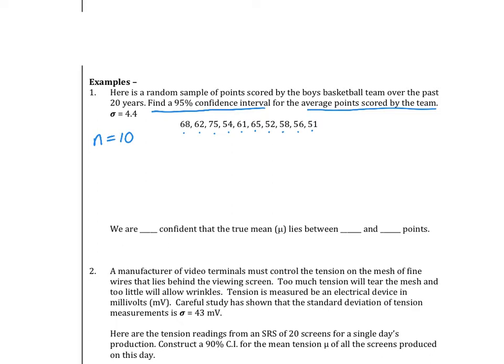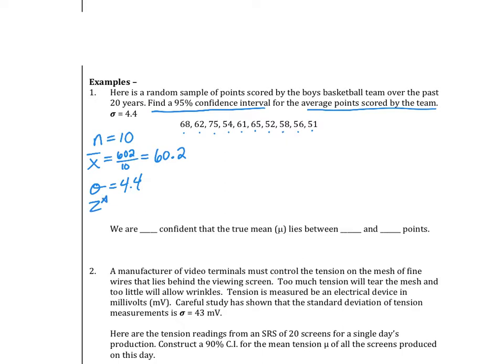So we know n is 10. To find the average of our sample, you would add them all up. When you add these all up, 68 plus 62 plus 75 plus 54, and so on, you would get 602. So 602 divided by 10 is 60.2. So the average of the 10 games we picked was 60.2. And we know there's 10 games, so n is 10. The standard deviation is 4.4. And then z star.